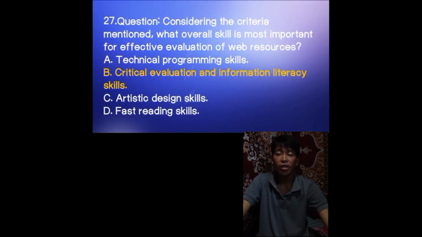So the correct answer for number 27 is letter B. Critical evaluation and information literacy skills. The criteria emphasize the need to critically assess the accuracy, authority, objectivity, currency, and coverage of information, requiring strong information literacy skills.